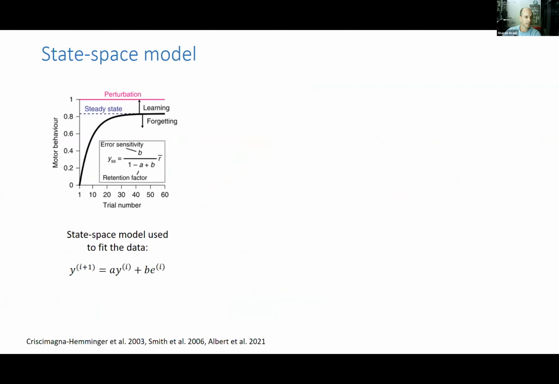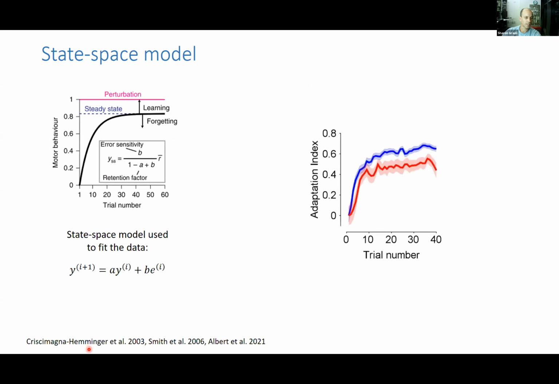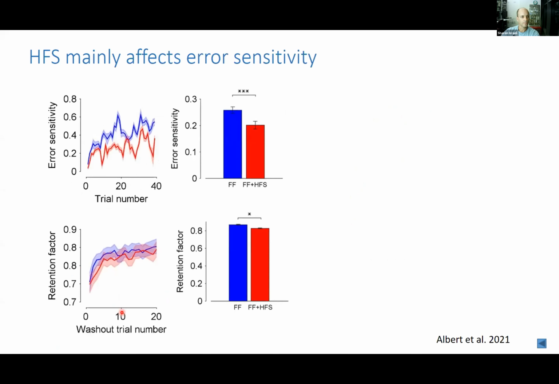The state space model of learning describes adaptation as a process involving interaction between learning and forgetting. Learning is controlled by error sensitivity, and forgetting is controlled by the rate of memory decay that is referred to as the retention factor. Here we use the state space model to find the parameters A and B that best fit the data, and found that during HFS, error sensitivity decreases, and to a lesser extent, the retention factor. Next, we model the data using the equation suggested by Albert and colleagues. We found that HFS significantly decreases error sensitivity and may also affect the retention factor.